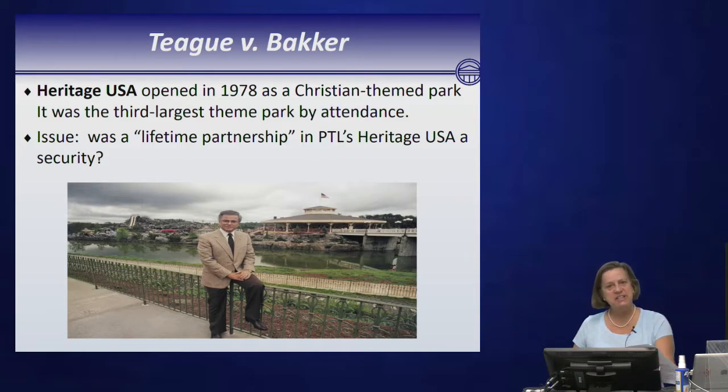So the question is, is this a security? Are you hoping to make a profit solely through the efforts of others? And the Fourth Circuit applied the Howey test, and they said, yes, indeed, it is a security and subject to the Securities Exchange Commission regulations and rules.